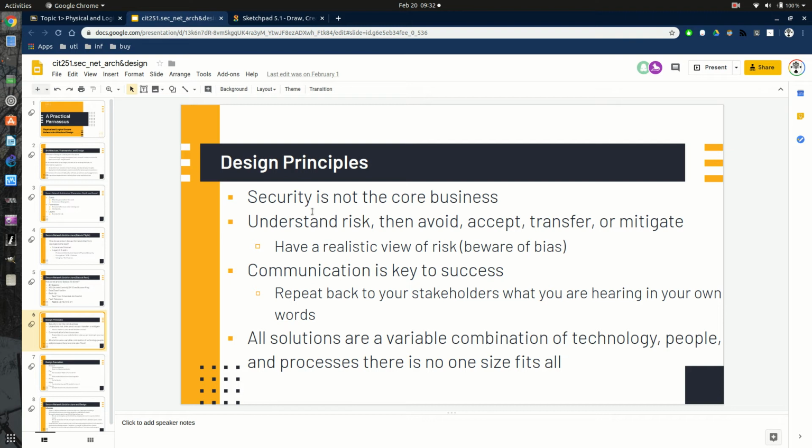We're worried about hackers. Well, no, we should be worried about inside threats as well, right? We can't trust all our employees all the time. Communication is key to success. Make sure your stakeholders are kept informed. Repeat what you think your stakeholders want in your own words. Make sure there are no misunderstandings. These are all part of communication. All solutions are a variable combination of technology, people, and processes. There's no one size fits all. I talked about that earlier when we talked about architecture, right?